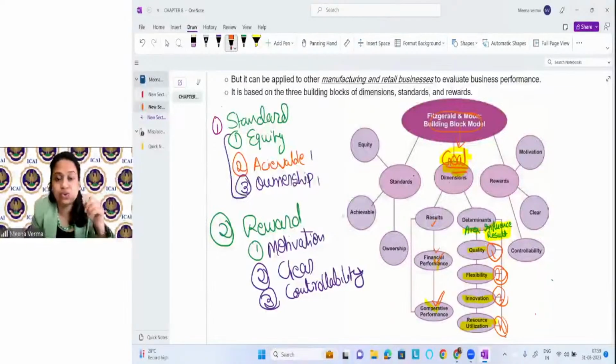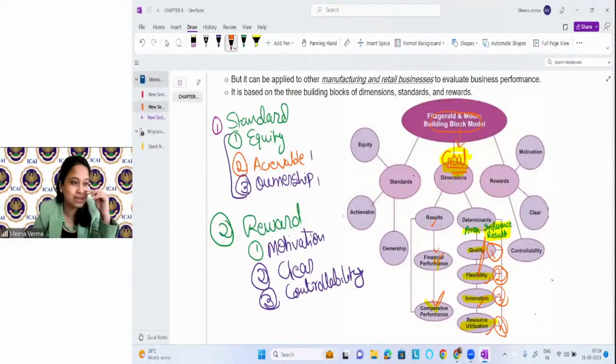These are the areas which you have to consider that may affect the result. So quality: whether your product or services is a quality product or service or not. Second, flexibility: whether your organization is flexible enough to adapt to changes. Innovation: whether you keep on providing innovative products, innovative services to your customers or not.